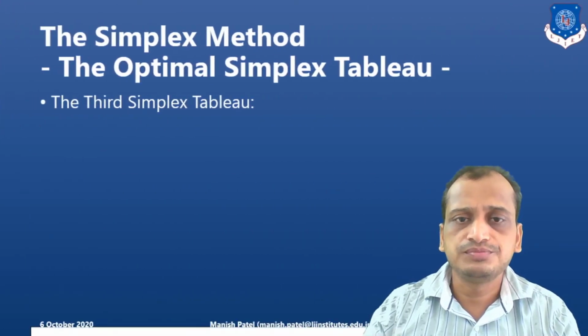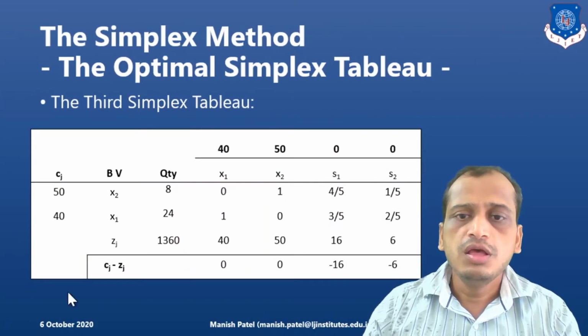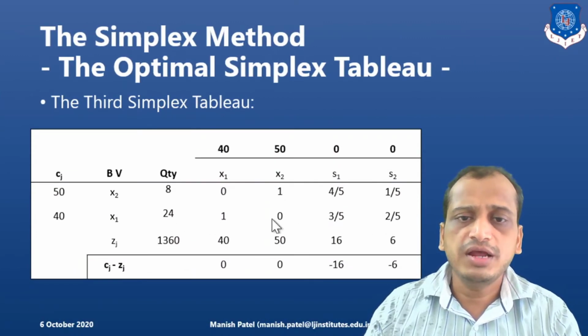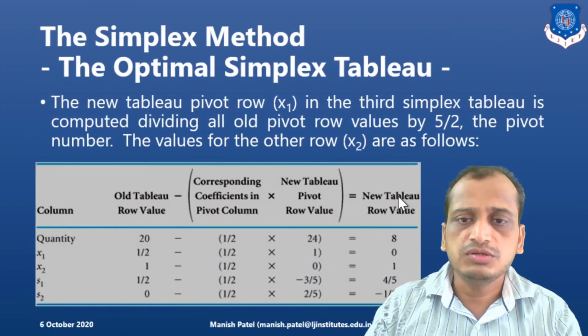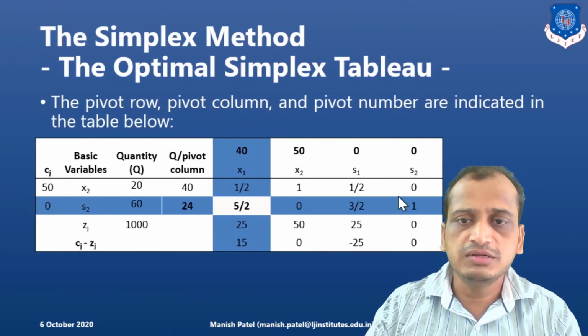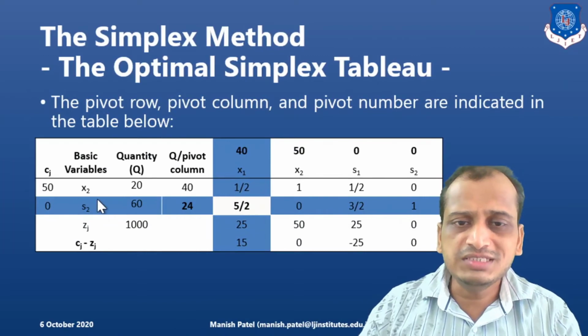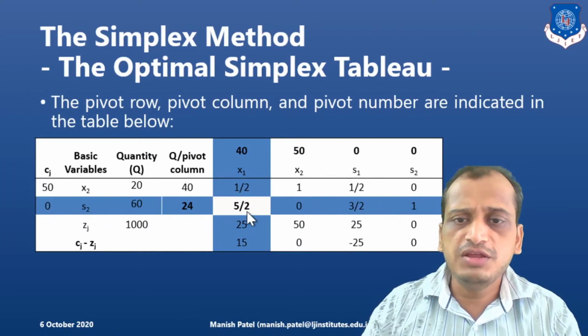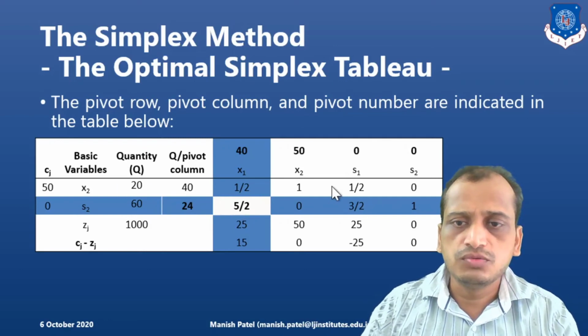If you see here, let me show you. This is our second table, right? Look carefully: 1, 0, 3 by 5, 2 by 5, 0, 1, 4 by 5, 1 by 5. Let me show you the previous slide so that you can understand. Here in this second row, we have divided each and every element by 5 by 2. Clear? But what about this row?